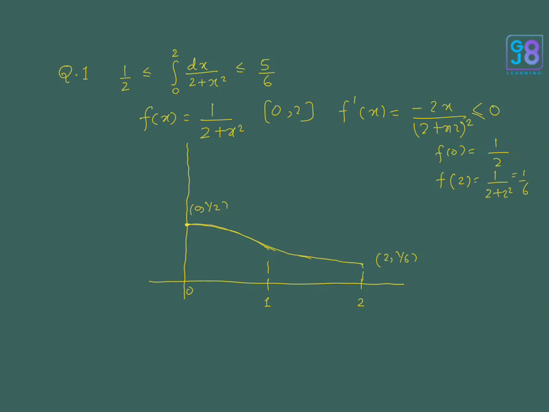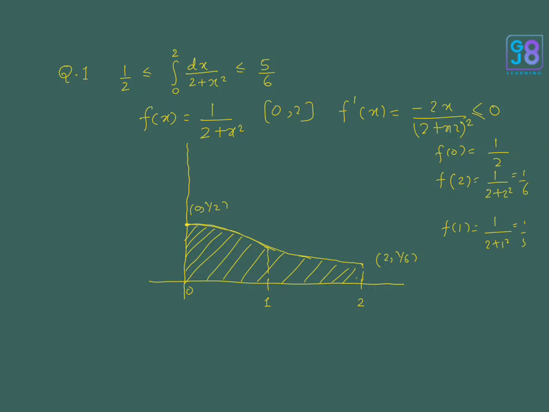Now let us consider a point 1, which lies at the midpoint of this interval. So we also calculate the value of f of 1. f of 1 will be 1 over 2 plus 1 squared, which is 1 by 3. As you can see, this integral represents this particular area, which is bounded by the x-axis, the y-axis, and the boundary of this curve.